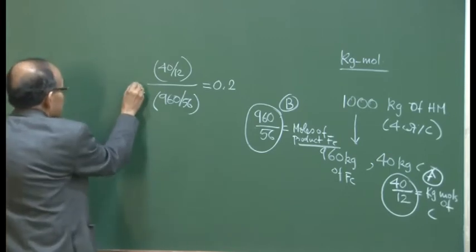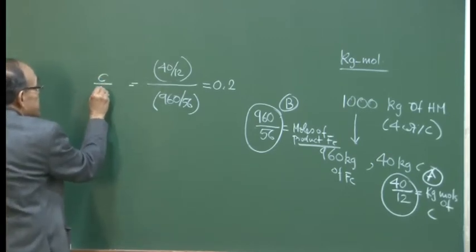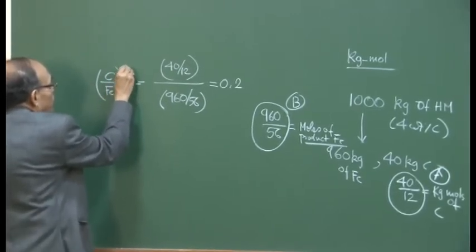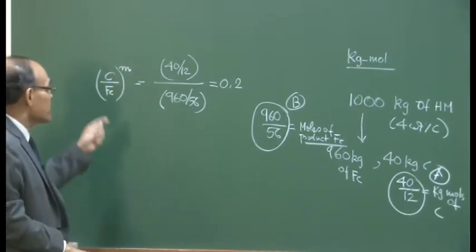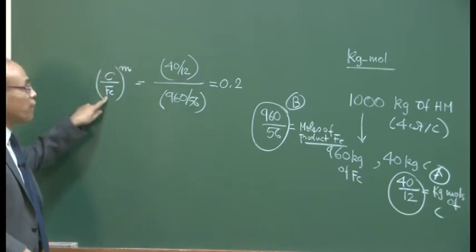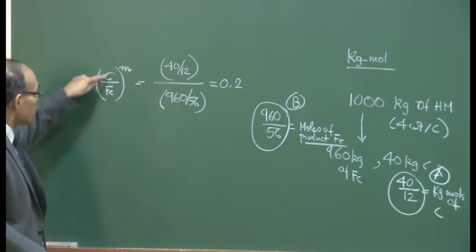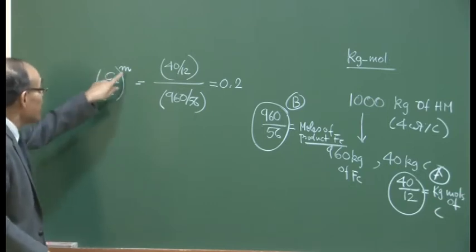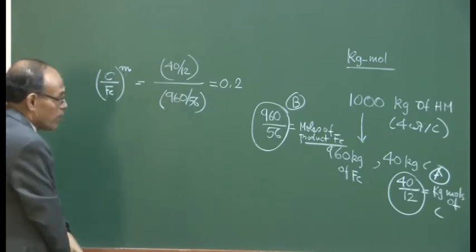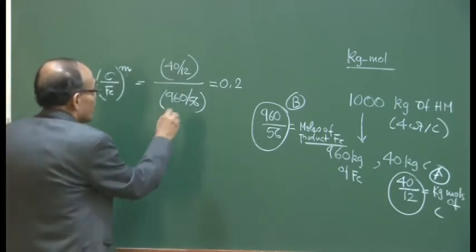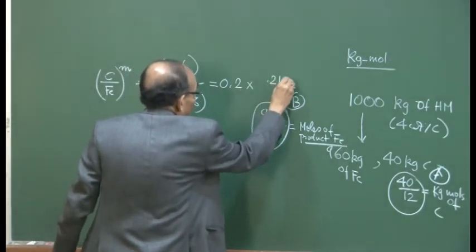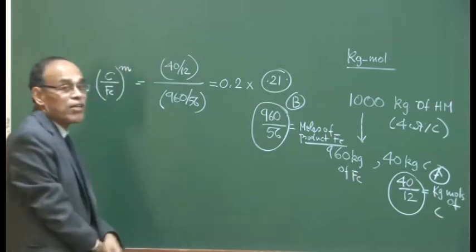Notation wise, this is denoted as, for example, C by Fe, and M means metal. So, the molar ratio is moles of carbon per mole of product Fe, or, more simplistically, moles of carbon per mole of iron in the metal phase, and that is what comes out to be 0.2. If we take, for example, 4.3%, this value will come out to be not 0.2 but exactly 0.21, a dimensionless quantity.